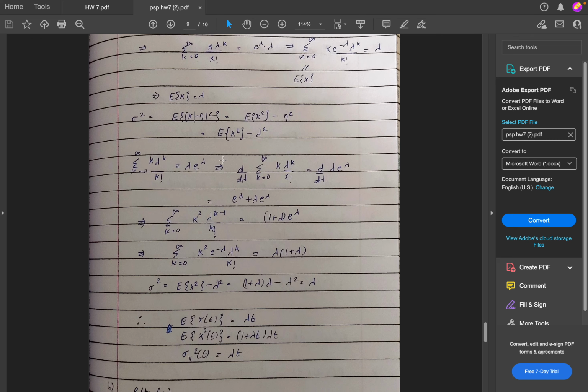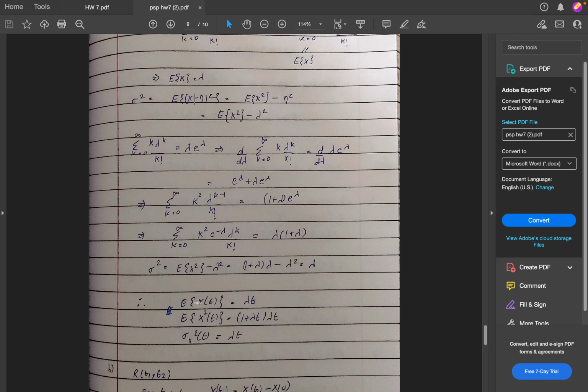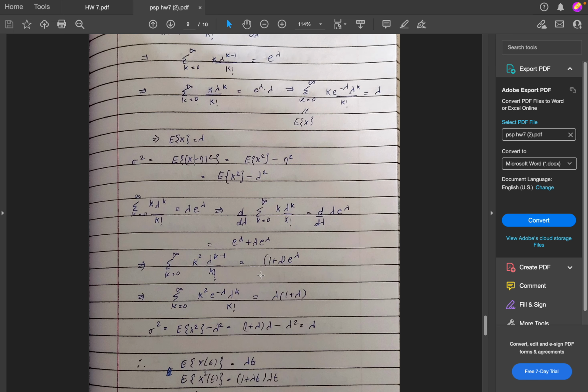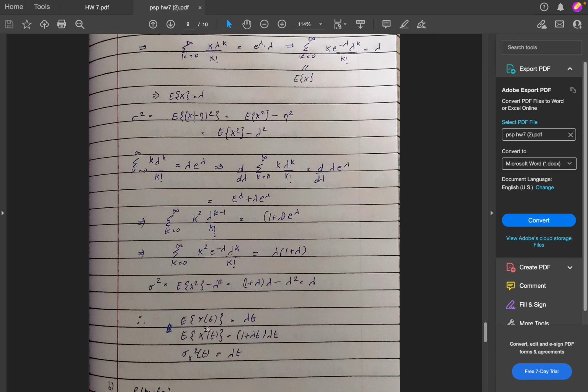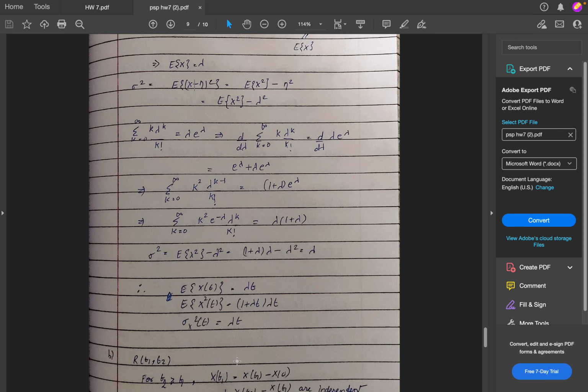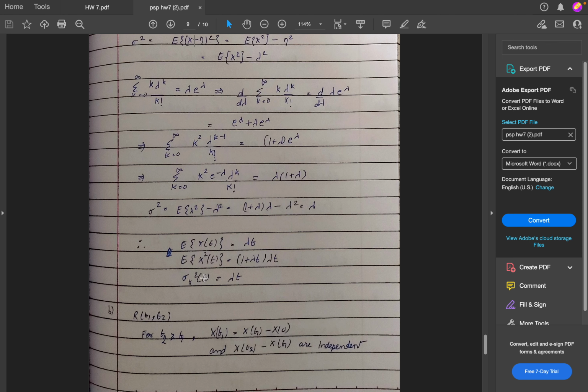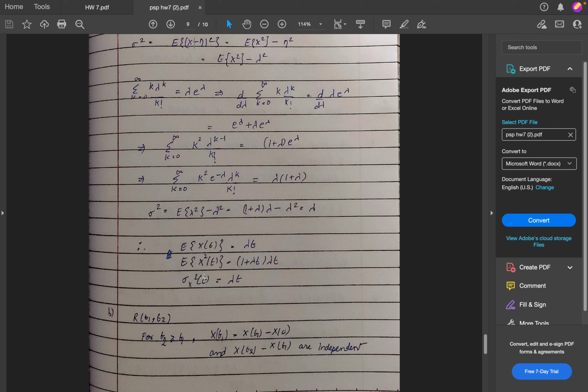So we now know from the above results that the expected value of x(t) is equal to lambda times t. Similarly, the expected value of x square(t) is equal to (1 plus lambda t) times lambda t, and the variance of x(t) is equal to lambda t. So now let's move on to the second part.